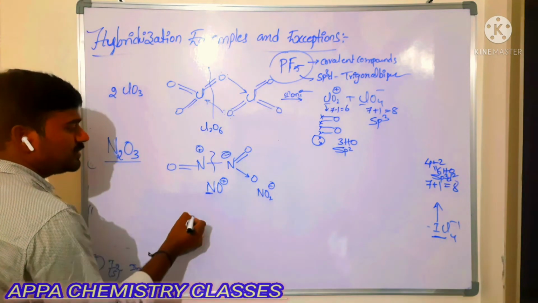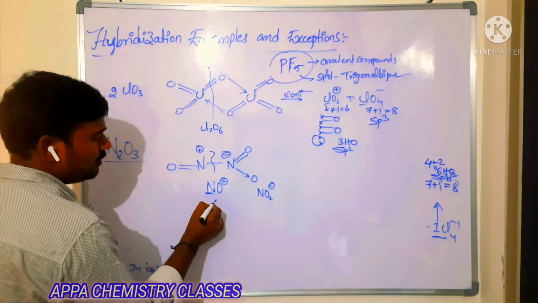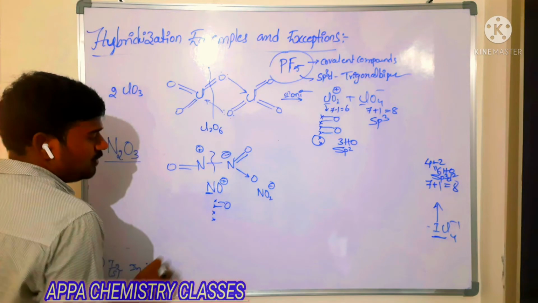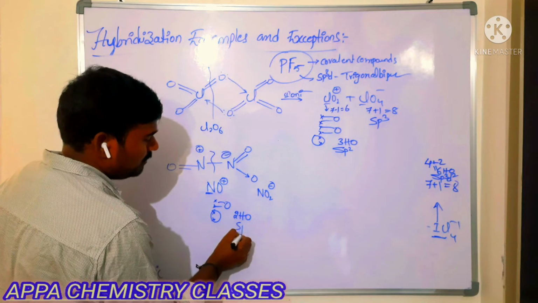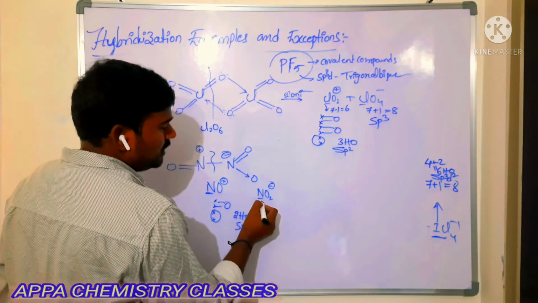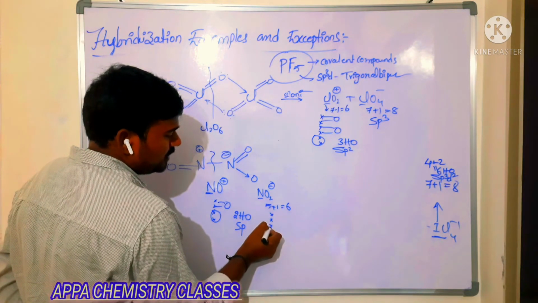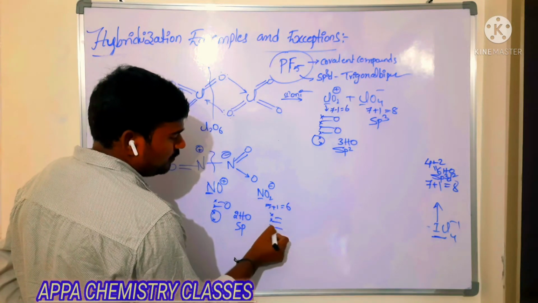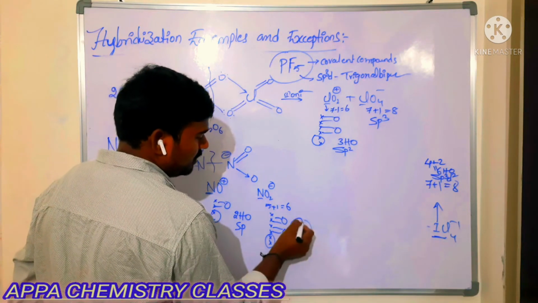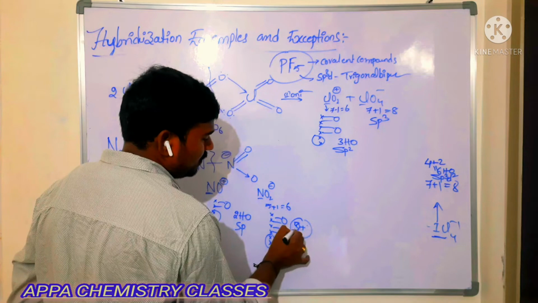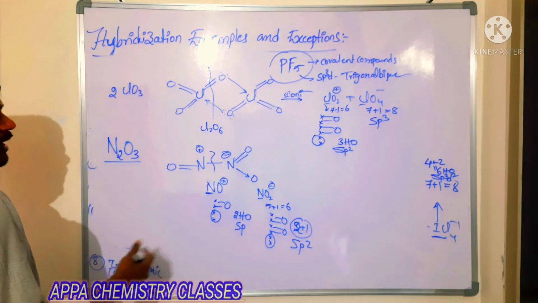Now NO plus, in the sense nitrogen 5 minus 1, that is 4. 4 dots we have to keep. Out of 4 dots, 2 dots are utilized for the oxygen, 1 lone pair. That is 2 hybrid orbitals, sp hybridization, linear. Now in NO2 minus, 5 plus 1, that is 6. 6 dots. Out of 6 dots, 4 are utilized for the bond formation, 1 lone pair. That is 2 sigma plus 1, that is 3. That is sp2 hybridization, with 1 lone pair, angular geometry.